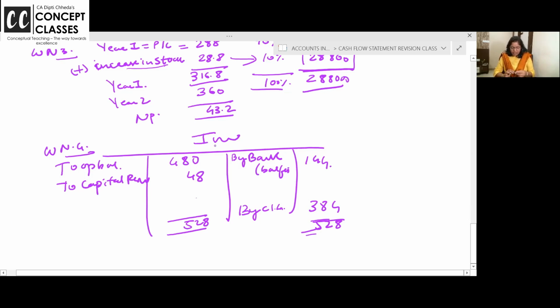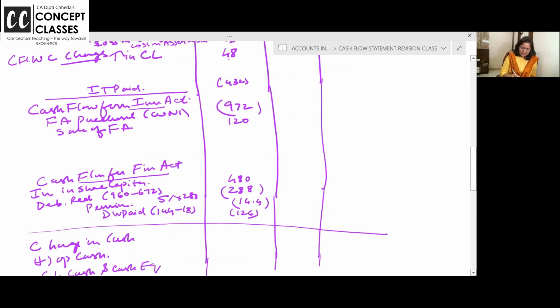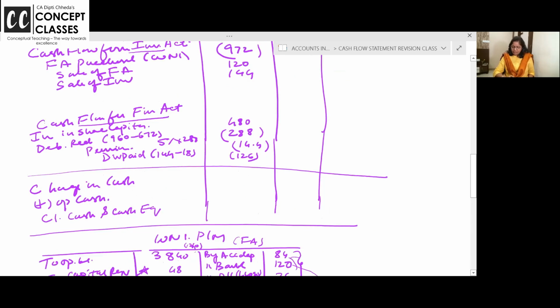Investments are sold and generally the profit is transferred to P&L account. But here it is transferred to capital reserve. ठीक है? So now investments are sold at 144. So we will write in which activity? Investing activity. Sale of investment 144.